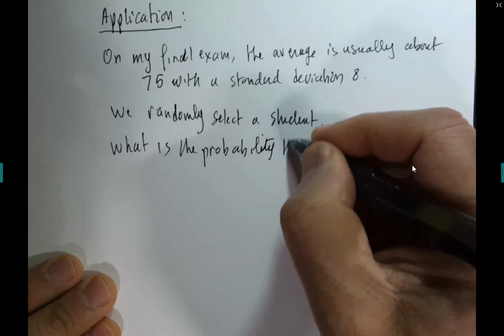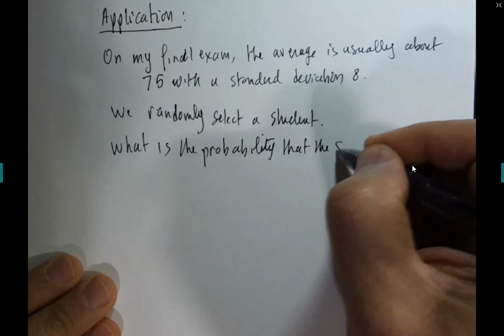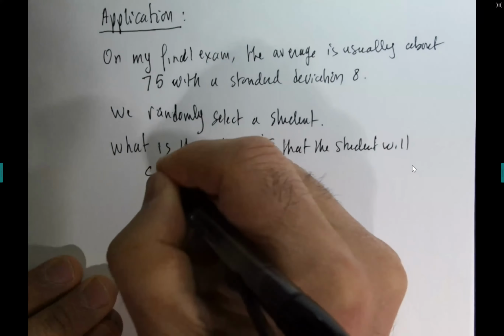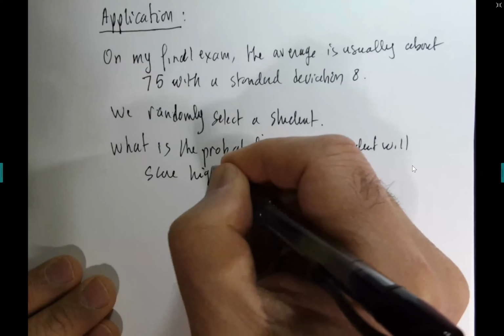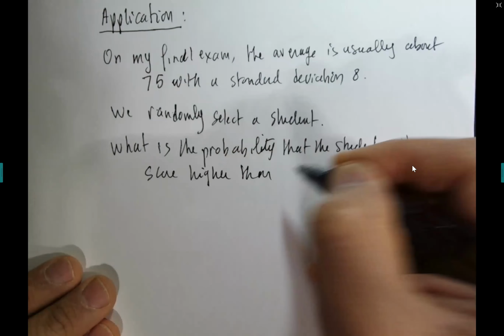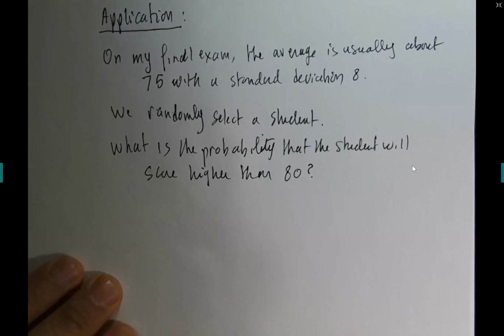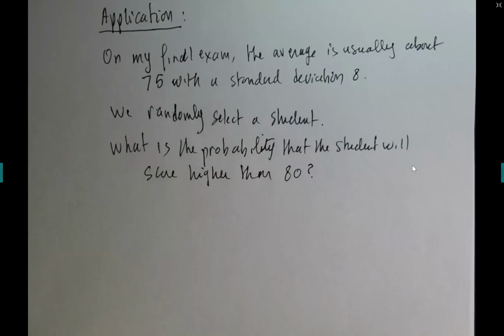What is the probability that the student will score higher than 80? Let's say 80. You guys, this is a legitimate question. You know my average is 75 usually. Standard deviation is 8. What's the likelihood that you will get more than 80? What's the probability? What's the chance?